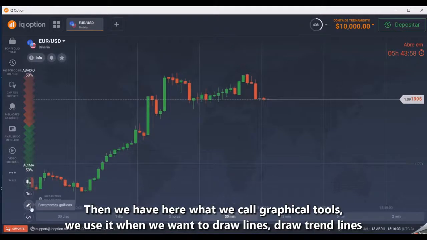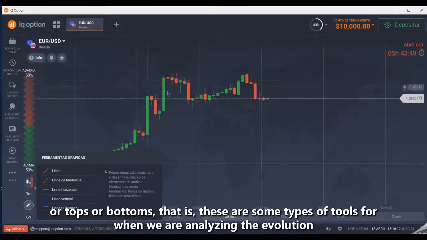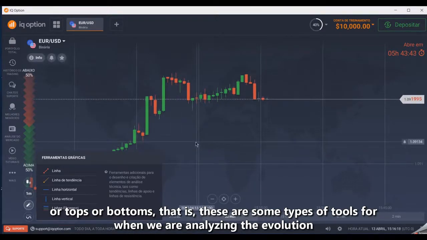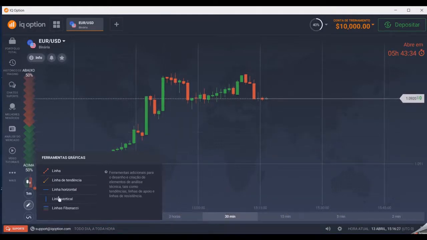Then we have here what we call graphical tools. We use them when we want to draw lines, when we want to draw trend lines or tops or bottoms. That is, there are some types of tools for when we want to analyze the evolution of the price of an asset, which are a way to help us draw and try to understand the price variations.